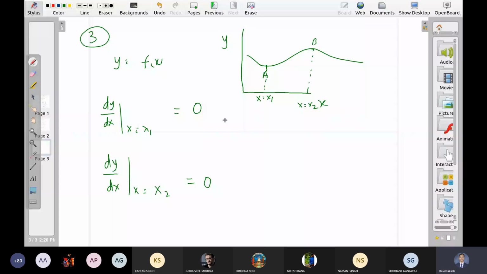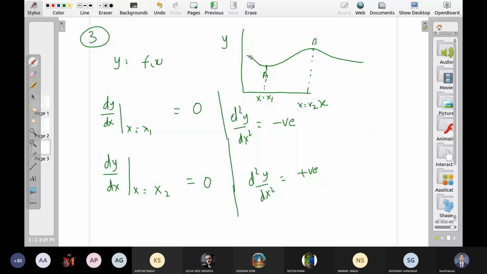So what else do you need to check? Is first derivative enough? Second derivative. And second derivative is what? Negative, positive? Negative, right? The first derivative is positive, goes 0 and then negative. So it is positive, it is negative. Okay.